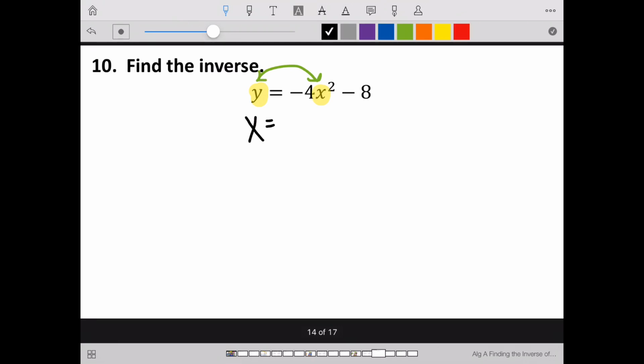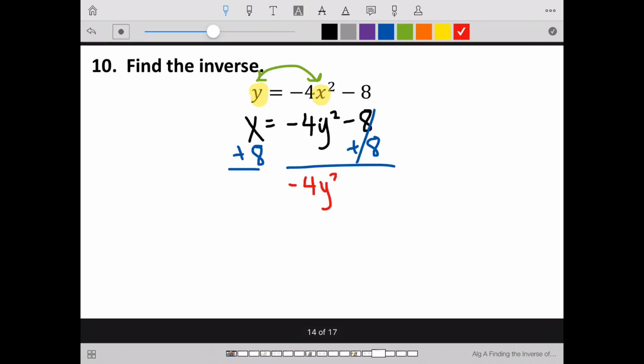So x equals negative 4y squared minus 8. And now I'm going to add 8 to each side. So negative 4y squared equals x plus 8. And now I'm going to divide by negative 4, keeping in mind that this x that's all by itself has a 1 in front of it.